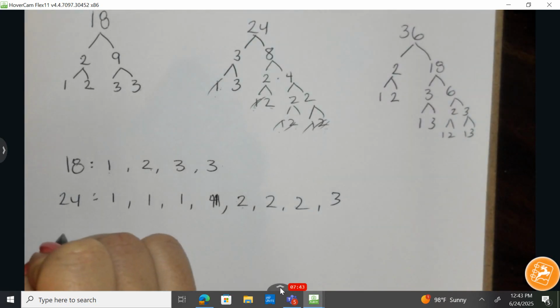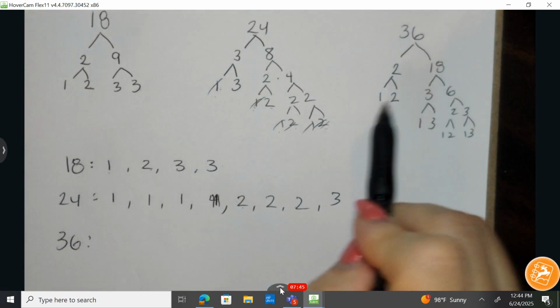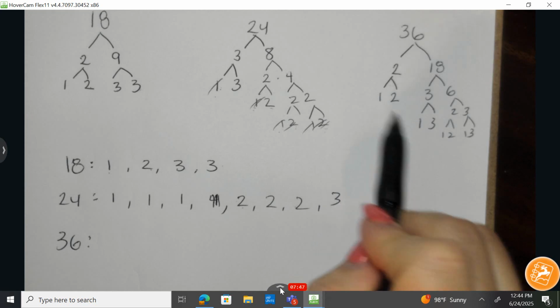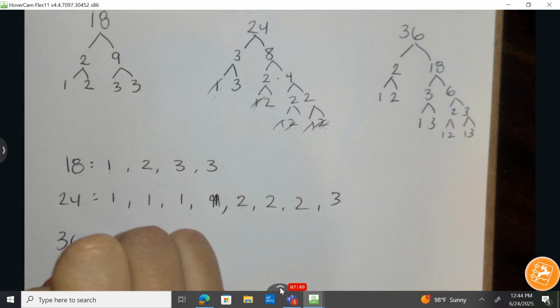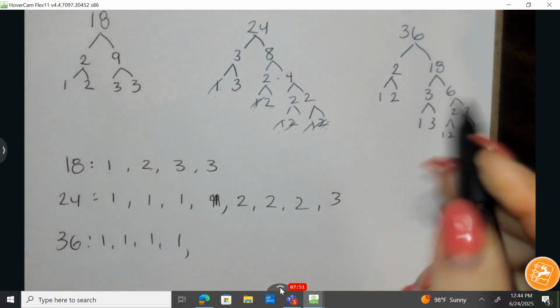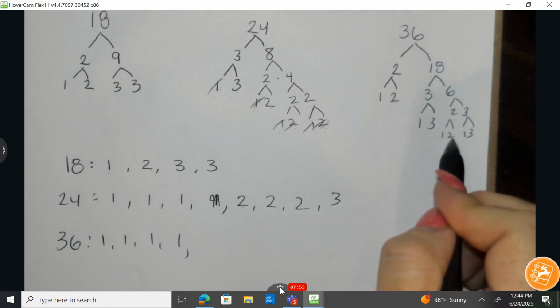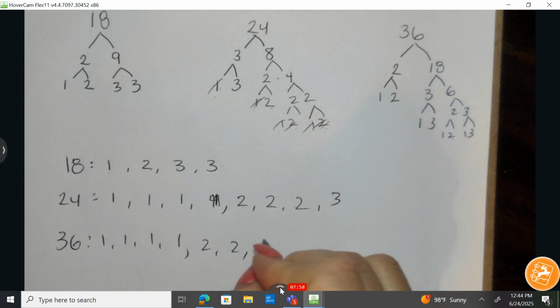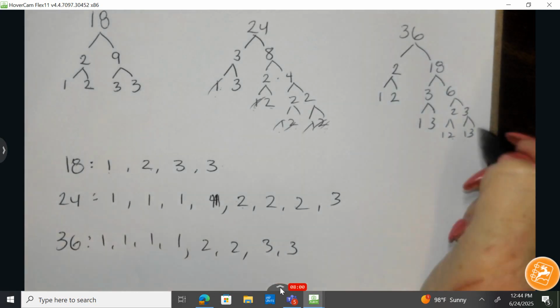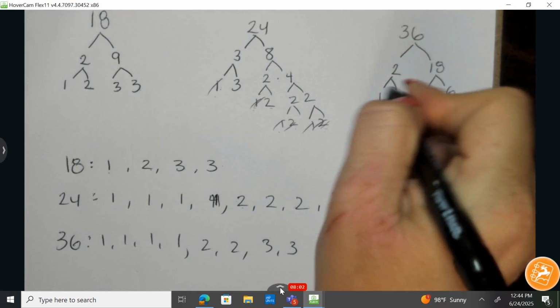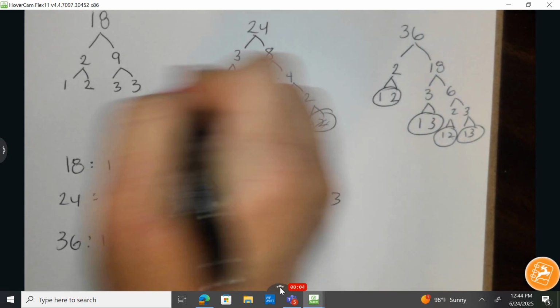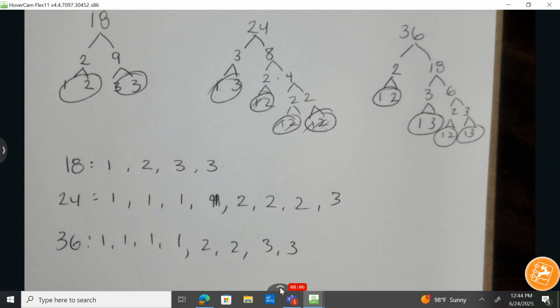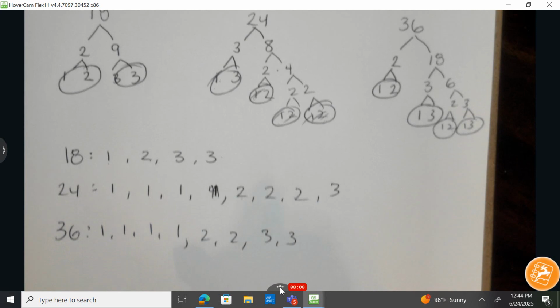So I'm going to come down below and count how many 1s do I have at the bottom of each branch. 1, 2, 3, 4. How many 2s? 1, 2. How many 3s? 1, 2. We're looking at the bottom of each branch. For some students, it helps to circle the bottom of the branches so they're not confused by the numbers up above.